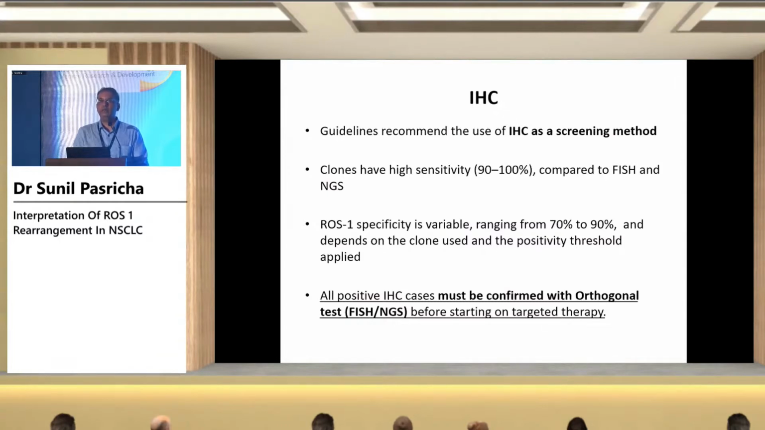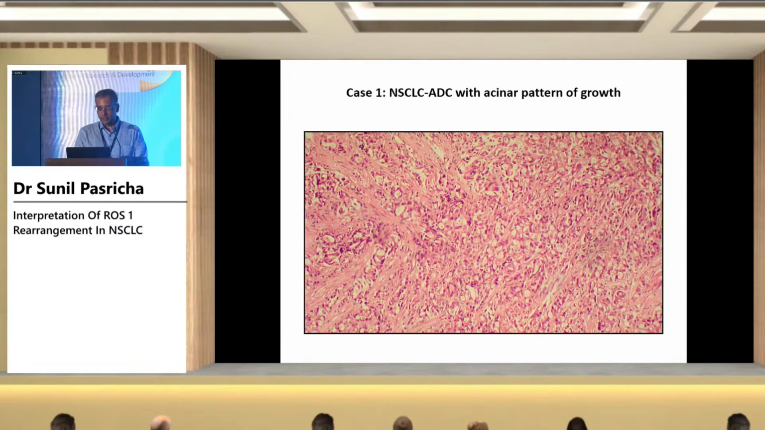And that's why it should have a very high sensitivity, because if the patient is missed at this point, the patient is unlikely to be tested again. The ROS1 specificity is variable, ranging from 70 to 90%, and it depends on the clone used and the positivity threshold applied. But the bottom line is that all positive IHC cases must be confirmed with an orthogonal test before starting targeted therapy.